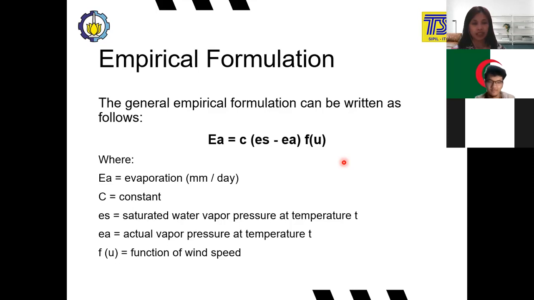There is C as a constant, and then ES as the saturated water vapor pressure at temperature T, and then EA, the actual vapor pressure at temperature T, and then there is FU, the function of wind speed. This general empirical formulation can be used to calculate the evaporation, but only if all of the variables are known.